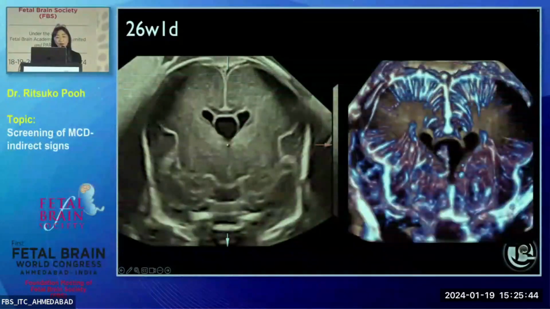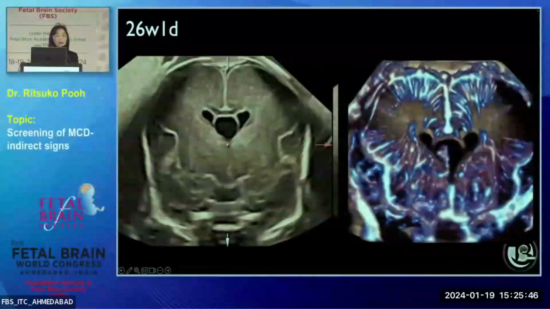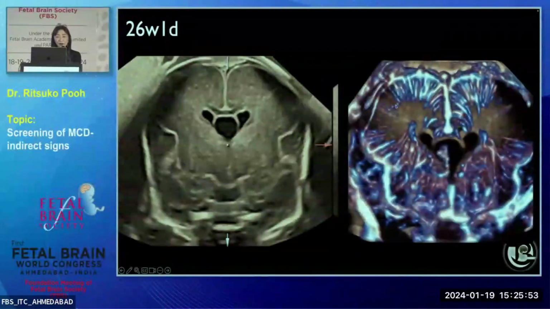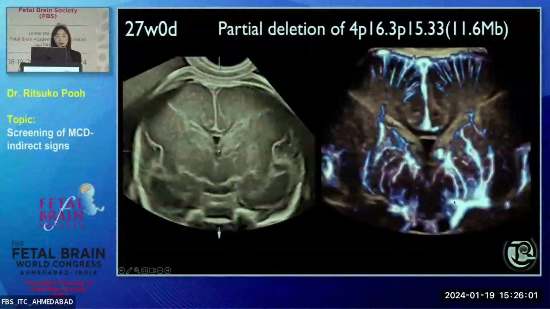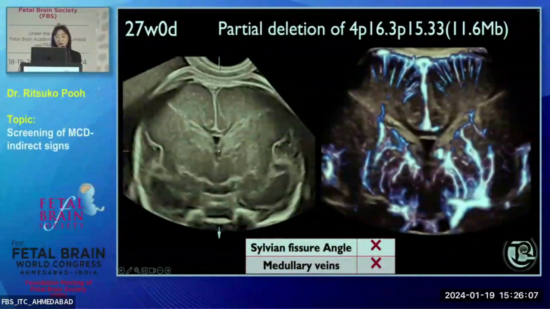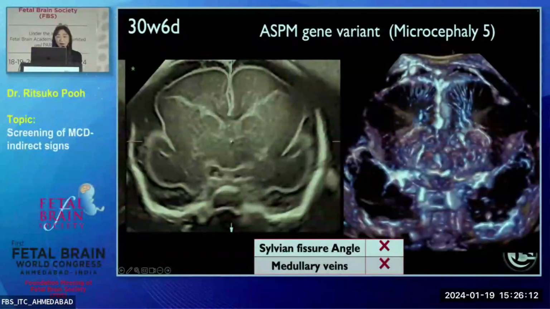So we compared the cases with MCD and controls, and here you can see this is the MCD baby, and you can see the very abnormal, premature medullary veins. And here also, at 27 weeks of gestation, this is a partial deletion of 4p. And also this is very short, and they are not connected. And this is microcephaly 5.